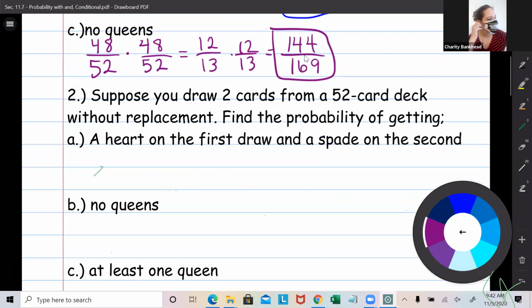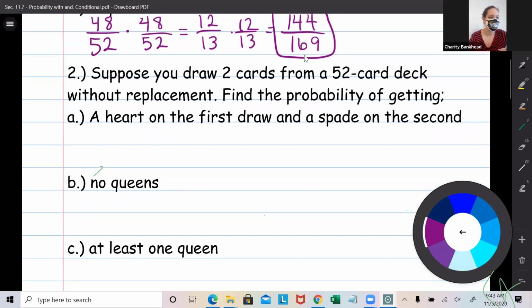All right, so number 2, suppose you draw 2 cards from a 52 card deck without replacement. On the first problem, you draw a card and then you see what it is and then you put it back in, shuffle the deck, draw another card. But for number 2, you're going to just draw a card and see what it is and then basically hold on to it and then draw another card.